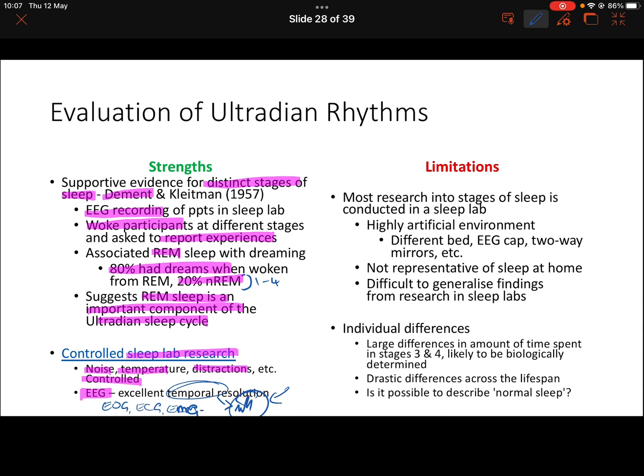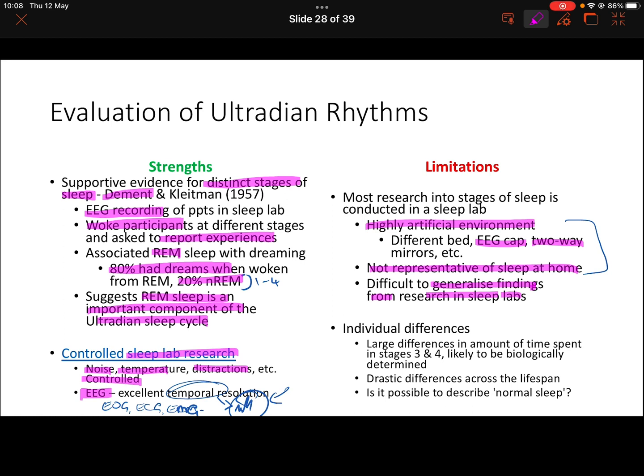However, sleep labs involve really complicated machinery, and this highly artificial environment means that the sleep that we're recording and the information that we're gathering on ultradian rhythms may not represent ordinary sleep activity. You're in a different bed, you're wearing an uncomfortable EEG cap with all of those electrodes and the gel in your hair, you know that you're being watched by somebody, and typically we're studying people that have sleep issues anyway, and now we're putting them in a really unfamiliar environment. We're likely to see patterns of sleep that are not like their ordinary sleep activity. So it's really difficult for us to make generalizations about findings from research in sleep labs because it might not be possible to capture ordinary sleep.